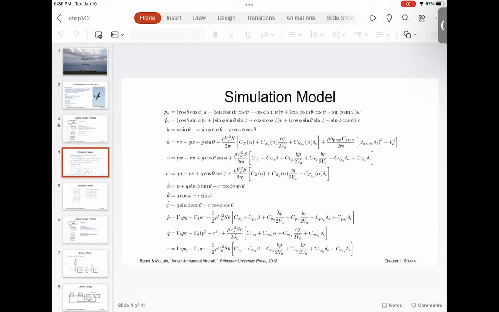Then usually the fixed wing aircrafts have some type of propulsion. In this case, we are using a prop. So what you have is rho, which is the density of air, then S is the area of the propeller, multiplied by the speed, which is given by k times delta t, and so on.